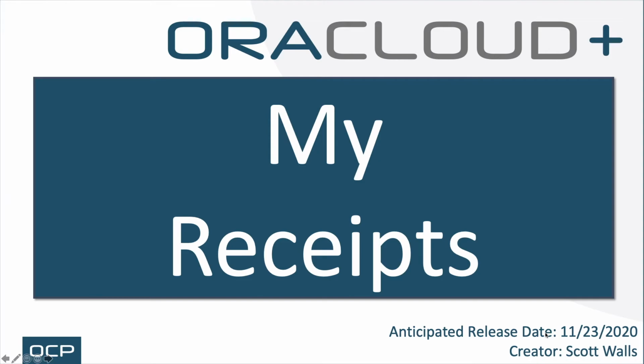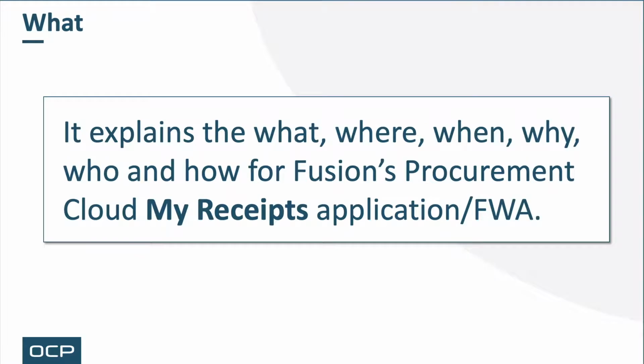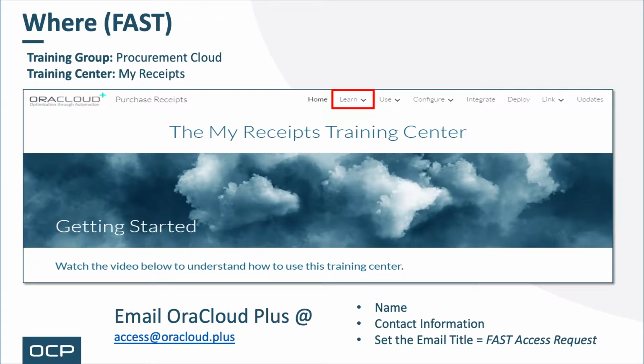Hello and welcome to the My Receipts Overview video presentation. This video is intended for beginners looking to learn more about Fusion's Purchase Receipts application, also known as a functional work area. It explains the what, where, when, why, who, and how for Fusion's Procurement Cloud My Receipts application. This video snippet can be found within FAST, the Fusion Application Support Tool, within the Procurement Cloud Training Group and the My Receipts Training Center.